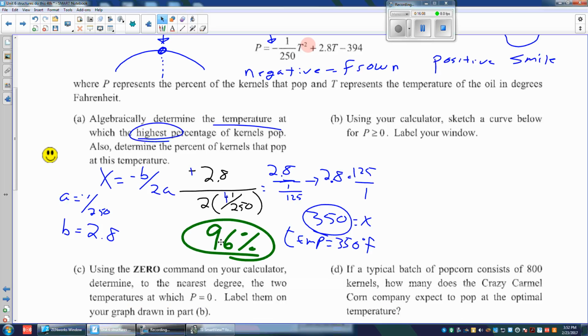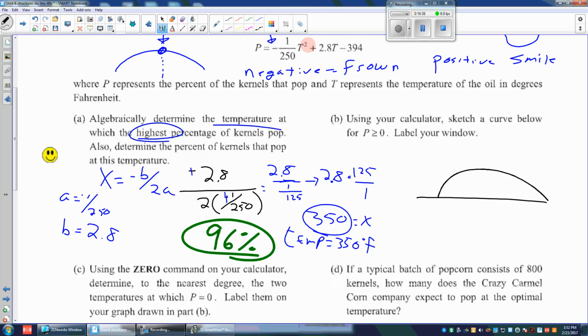Using your calculator, sketch a curve below for p greater than or equal to 0. What? Wait a minute. I thought you said that x was the same as t. X is the domain. You're limiting the range here? You're saying the range has to be greater than 0? Remember, percentage popped. We're not going to have a negative percentage of popcorn being popped.